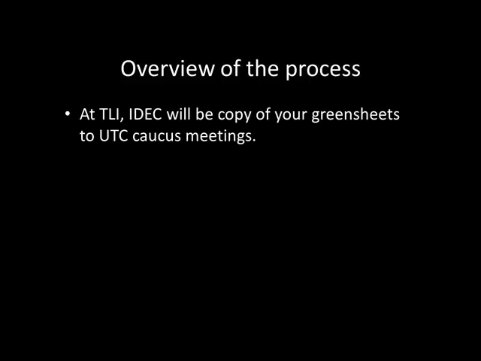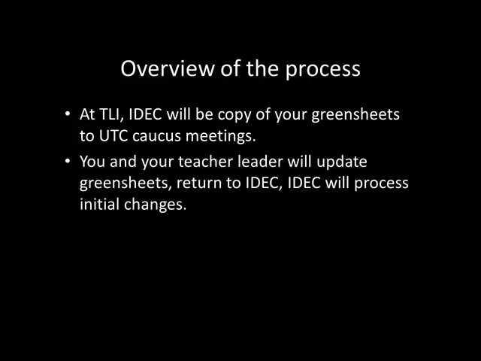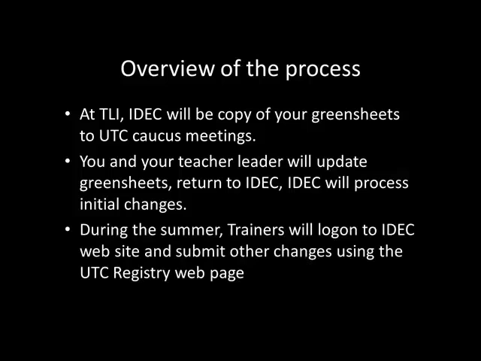In June, at the Teacher Leader Institute, IDEC will bring a copy of your green sheets to your UTC caucus meetings. You and your teacher leaders will pass the green sheets around your table, make any updates, and return these changes to IDEC, and then IDEC will take them back and process your initial changes. Then, later in the summer, after IDEC has processed these initial changes, trainers will log on to the IDEC website and submit other changes using the UTC Registry webpage.